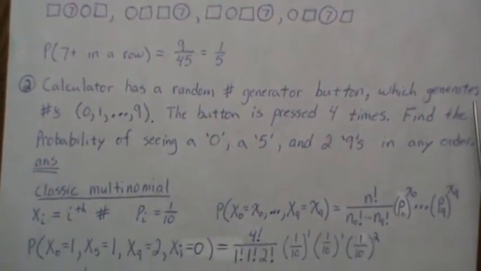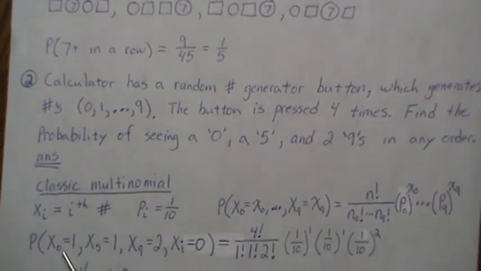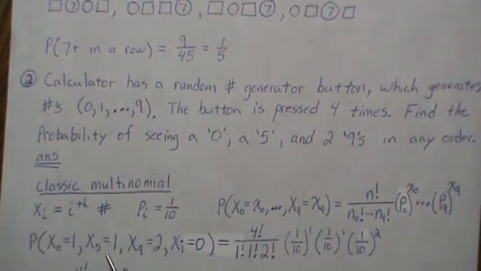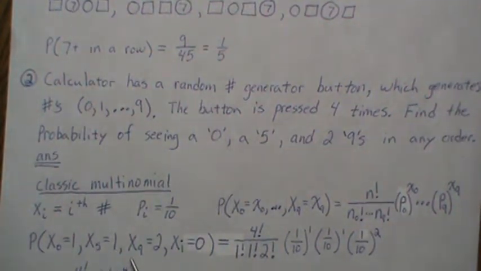So what we wanted was this. X0, 1, we want 1, 0. X5 is 1, so we want 1, 5. X9 is 2, we want 2 9s. And all the other x's are 0.